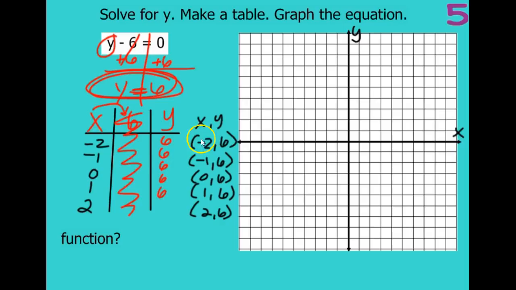So if we plot these, x is -2 to the left and up 1, 2, 3, 4, 5, 6. Then x is -1, y is 6. X is 0, we're not going left and right, we're up 6. This is just forming a straight line. At 1 we're at 6, and at 2 we're at 6. So this line right here is our line. Is this a function?